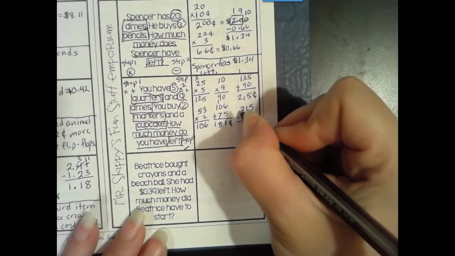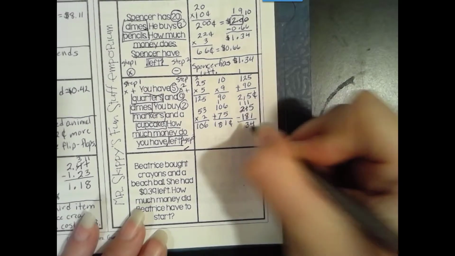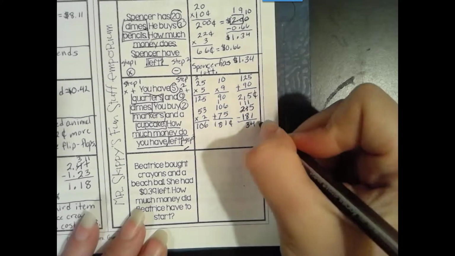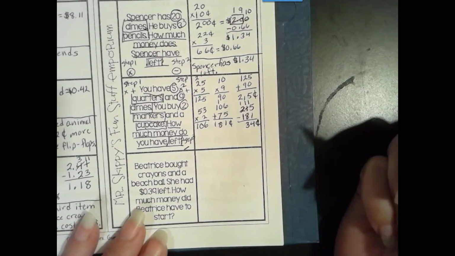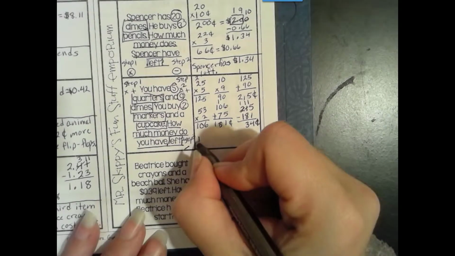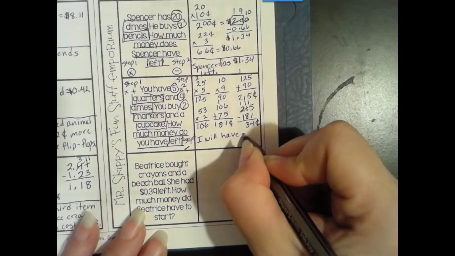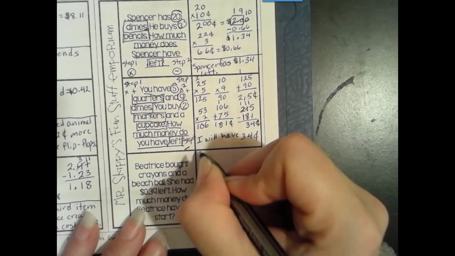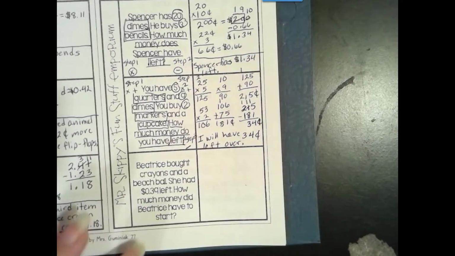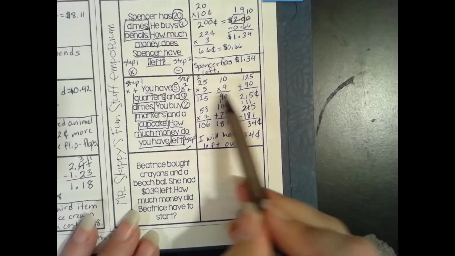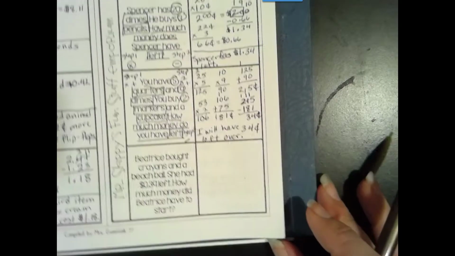More on top, no need to stop. More on the floor, go next door, regroup 10 more. 11 take away 8 is 3. So we have 34 cents. I will have 34 cents left over. Okay, so since I changed them to cents, I'm not looking at the decimal anymore. No dollar sign, just the cent sign.